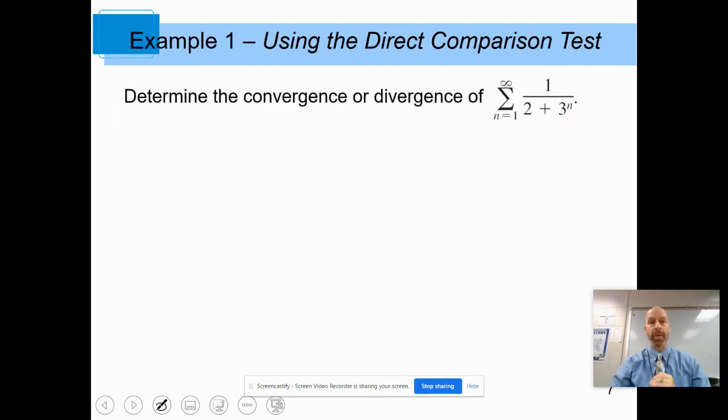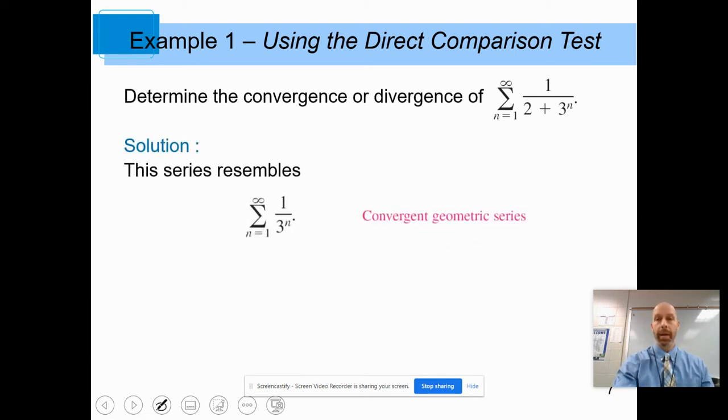Let's look at an example. It says determine the convergence or divergence of this series. We've got the sum of 1 over 2 plus 3 to the n. Well, if we look at that, the a sub n looks a lot like 1 over 3 to the n, which is a geometric series, and it is convergent. And I'll just remind you that it's convergent in this case because r would be equal to 1/3.